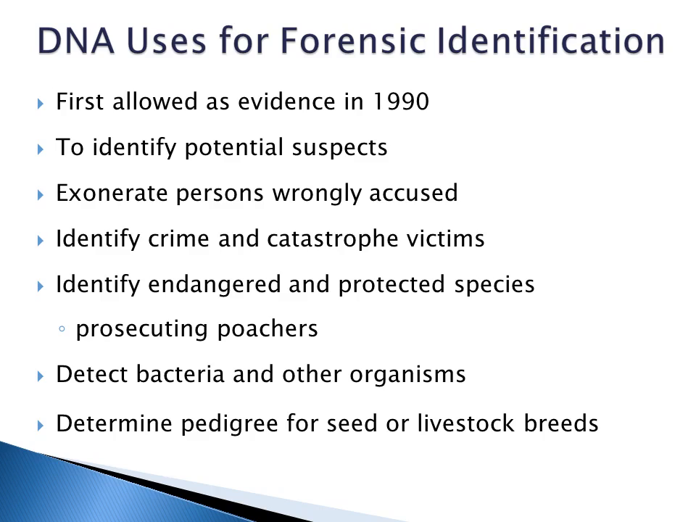to identify endangered and protected species as an aid to wildlife officials. This could be used to prosecute poachers. You can use DNA to detect bacteria and other types of microorganisms that may pollute the air, water, soil, and food, and also determine pedigrees for seed or livestock breeding.